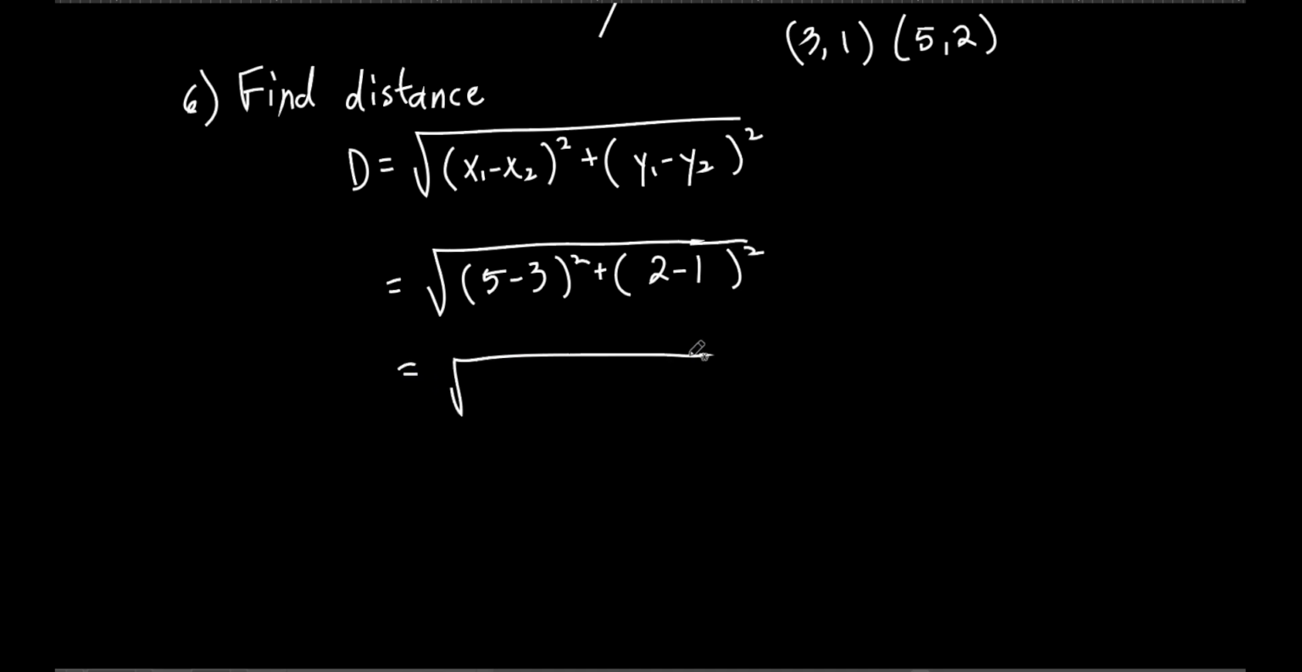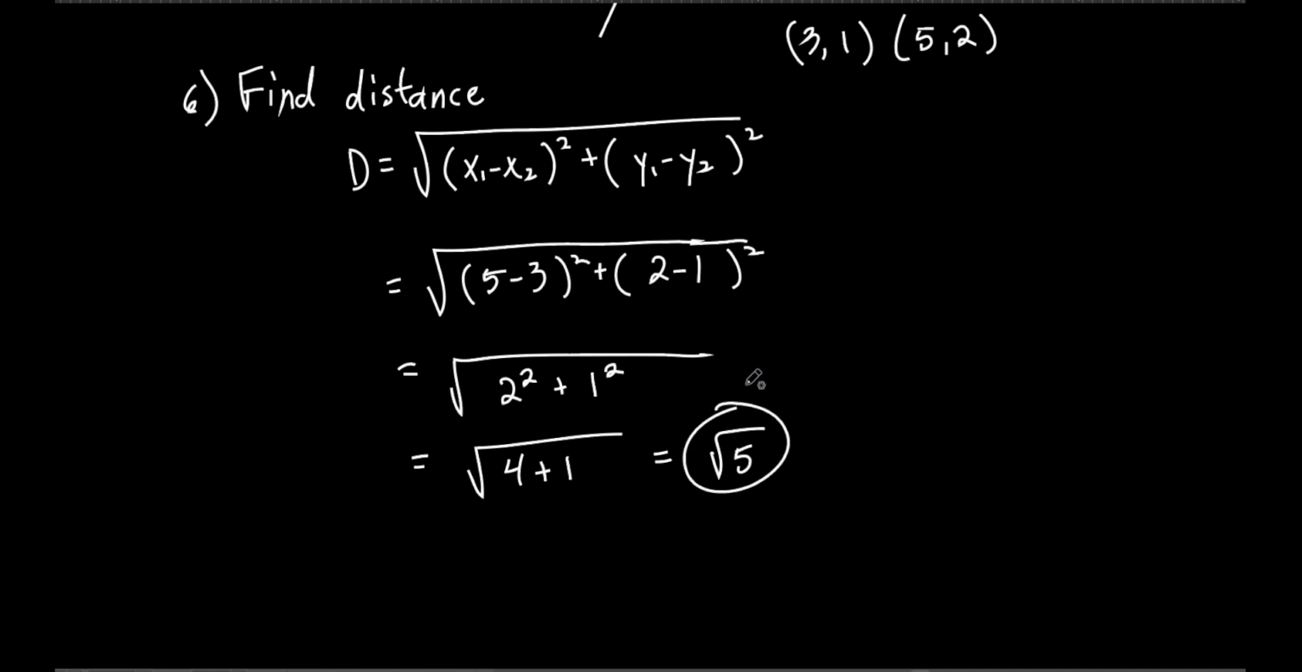All right. 5 minus 3 is 2. We could do this in our head, but I'm going to write it down just so you see it. And then 2 minus 1 is 1, but you are squaring that, right? You're squaring them both, and then you work it out. 2 squared is 4 plus 1 squared is 1. What is that? Square root of what? 5. And that's it. Just leave it like that, okay? There's no reason to change it into a decimal. Okay, just leave it square root of 5.